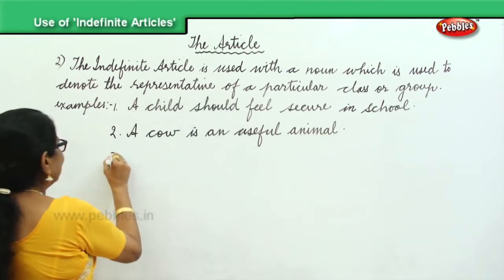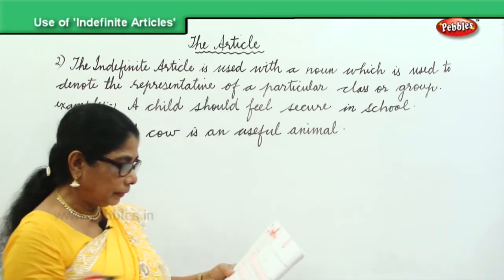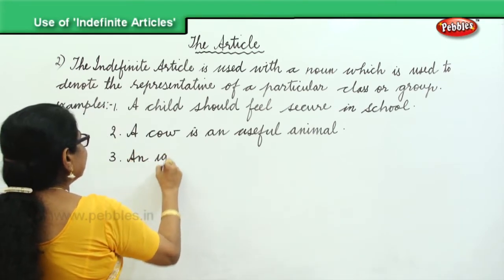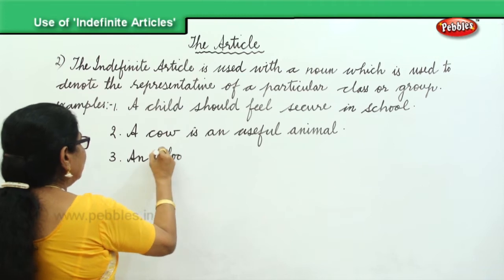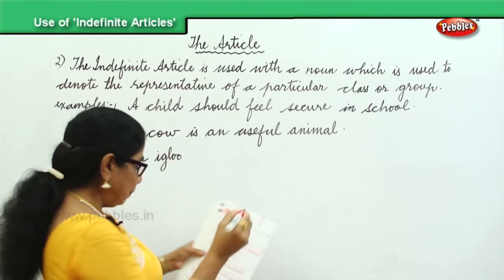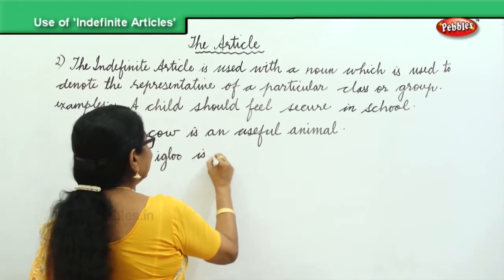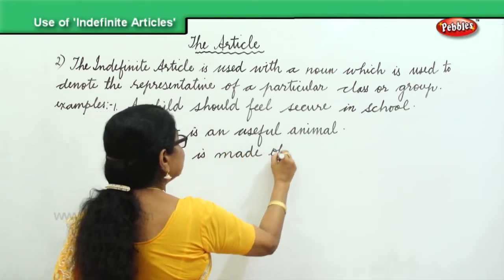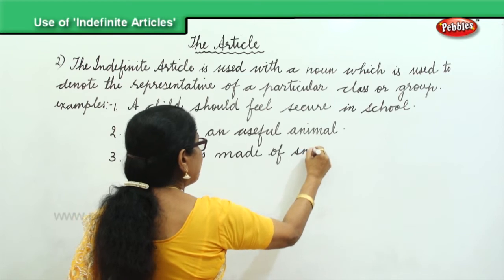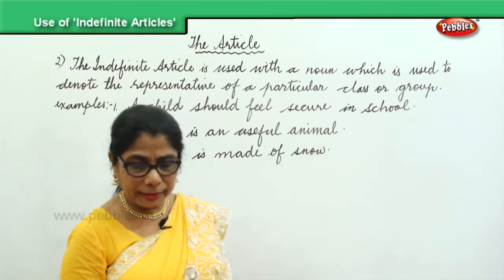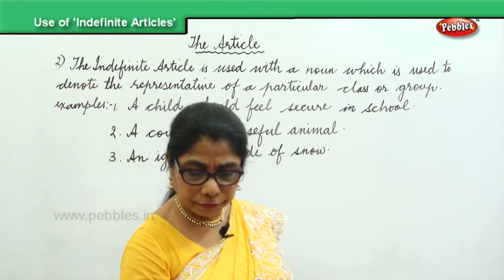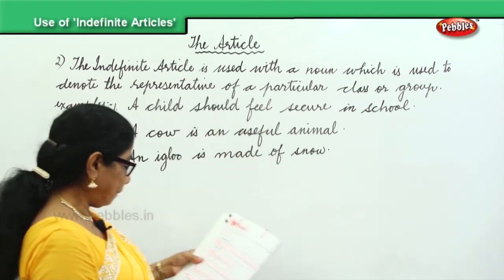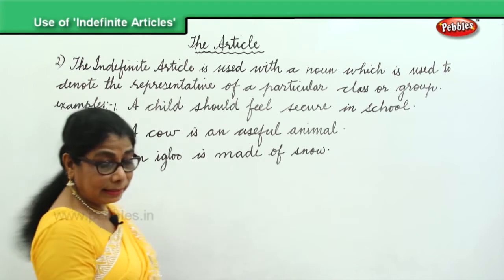And the third one we have here is an igloo. An igloo is made of snow. An igloo is made of snow. Okay.